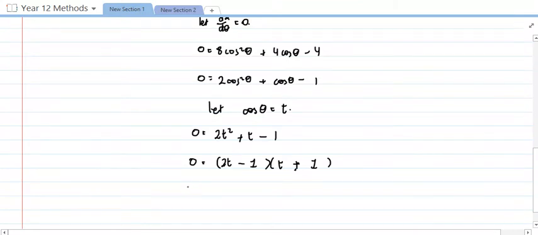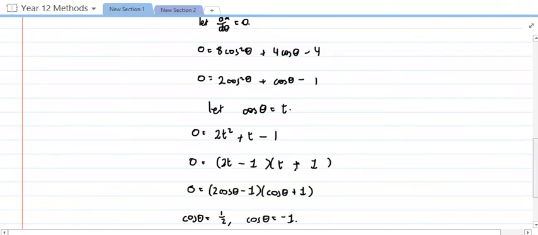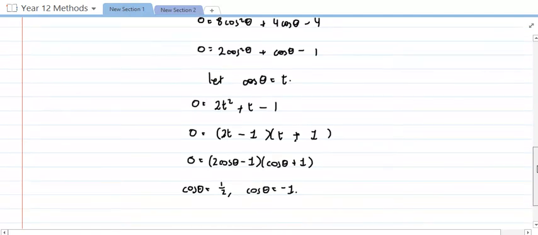If we sub the cos theta back in, that means 0 equals 2 cos theta minus 1, and then cos theta plus 1. So the null factor law tells us that cos theta equals half, or cos theta equals negative 1. So there are two possible solutions here.